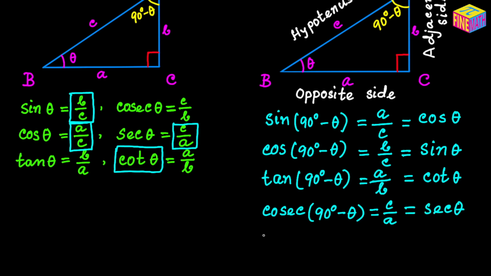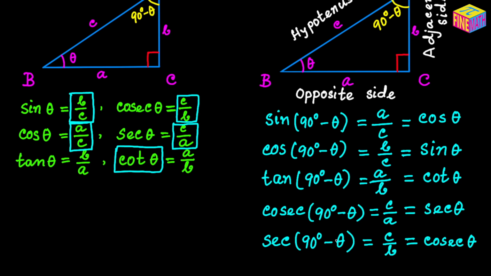So now let's see what would be the value of sec 90 degree minus theta. Sec 90 degree minus theta will be the reciprocal of cos 90 degree minus theta. Now what is the value of cos 90 degree minus theta? It's B divided by C. So sec 90 degree minus theta would be the reciprocal of that, C divided by B. And then let's look at our original picture on the left hand side. What is C divided by B? Well, C divided by B is actually cosec theta. I'm highlighting it right here. So this is equal to cosec theta.